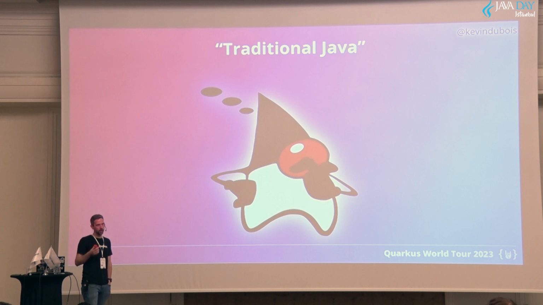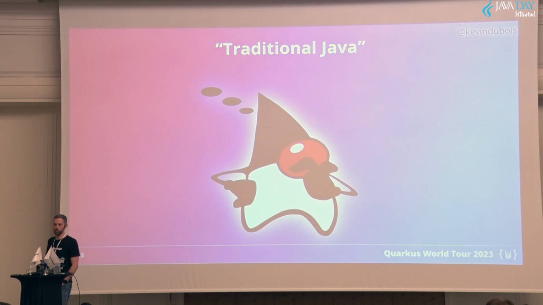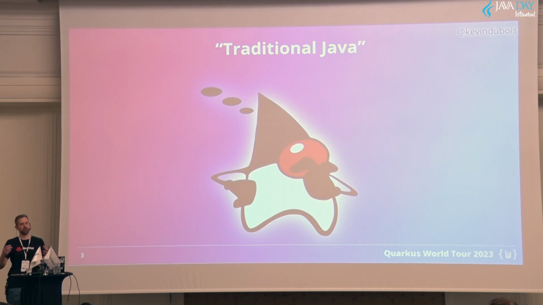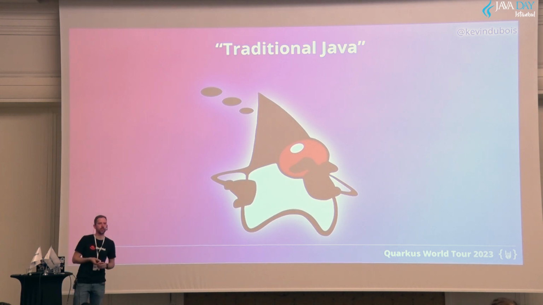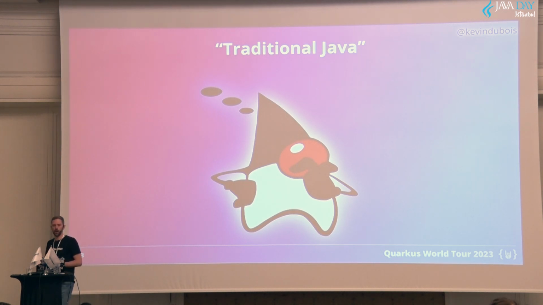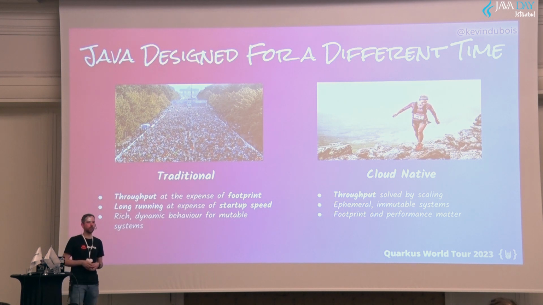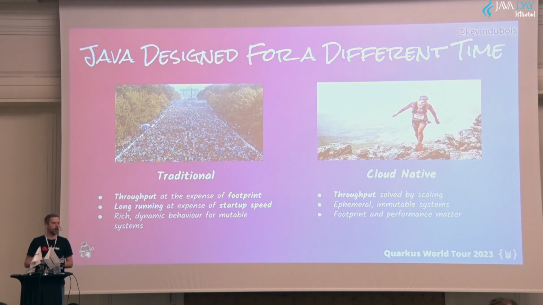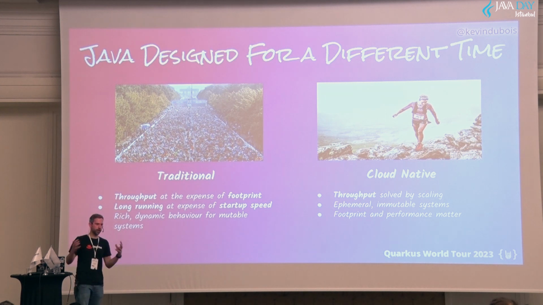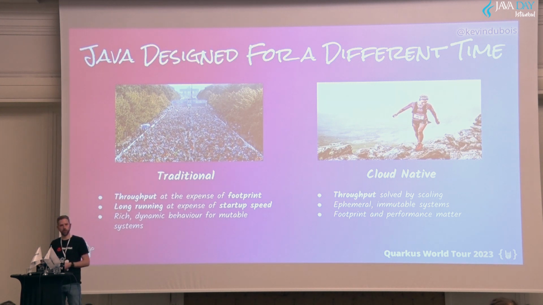When we're talking about Quarkus, we kind of have to talk about traditional Java first, just so I can tell you a little bit about why the Quarkus project was started and what's the point of it. So traditional Java was kind of designed for a different time, right? If you think about classic Java, you would typically deploy it on pretty beefy application servers, and throughput would be at the expense of the footprint, so your applications would be pretty big, pretty beefy.